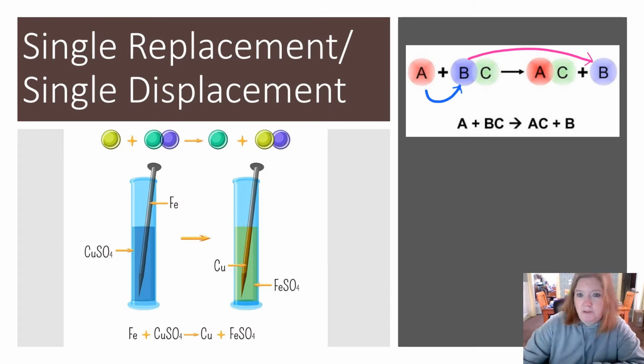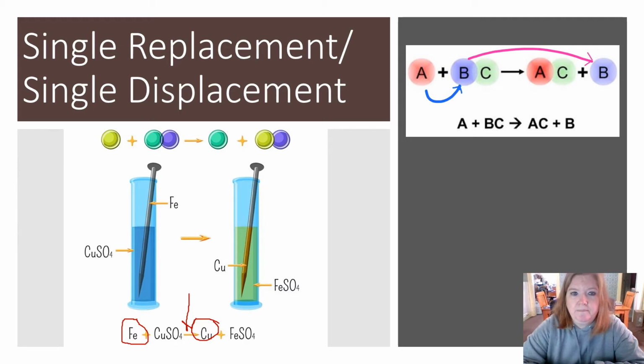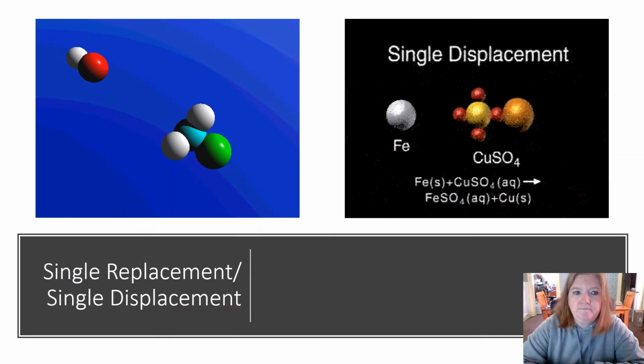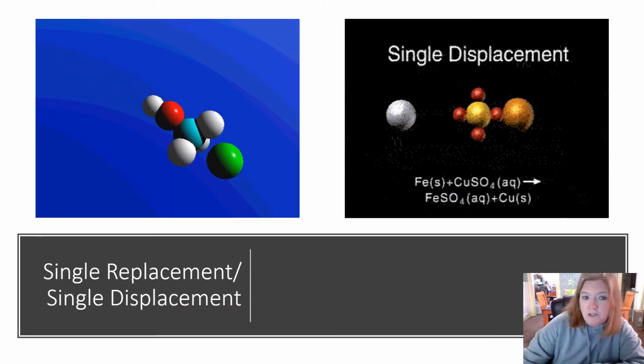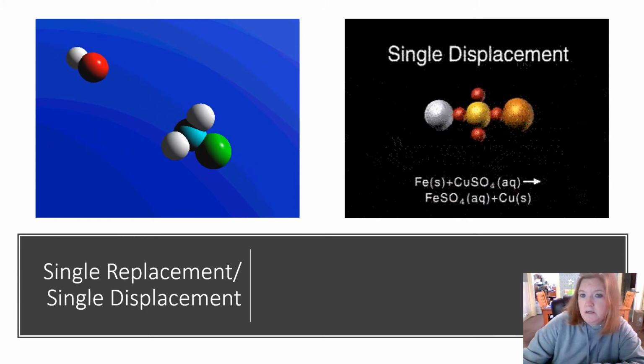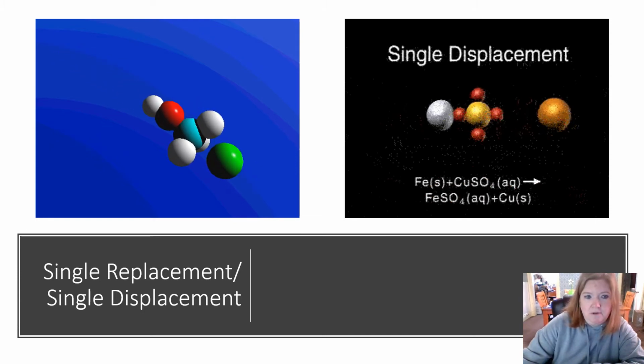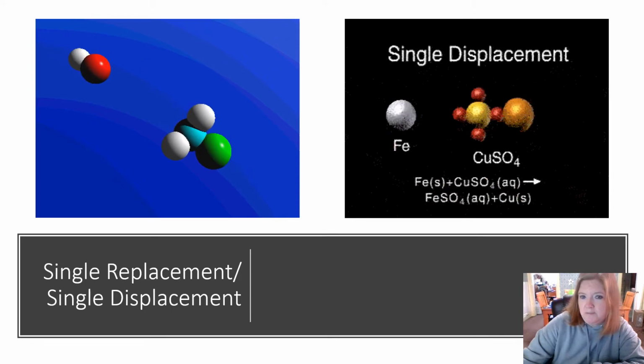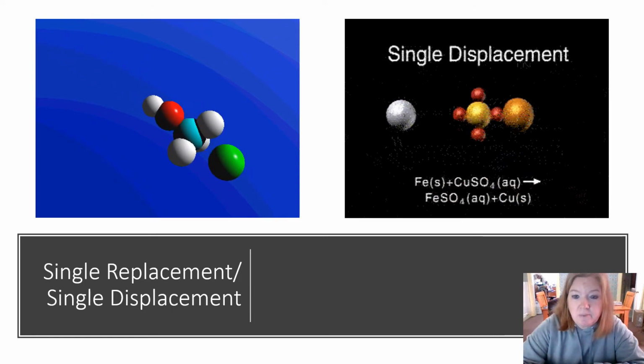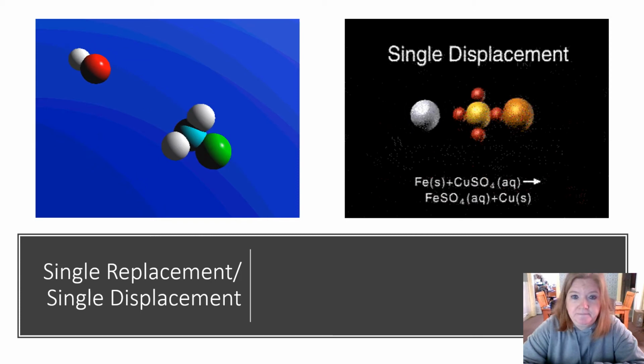So let's look at what it looks like in an actual formula. Right here, single element, and right here, single element, but they're different. Here's where the arrow is, the yields. So there is a different single element on both sides of the equation. Watching it happen, it's going to swap. You see this comes over, and a new thing comes off. This comes over, and a new thing comes off. That's single displacement, single replacement.